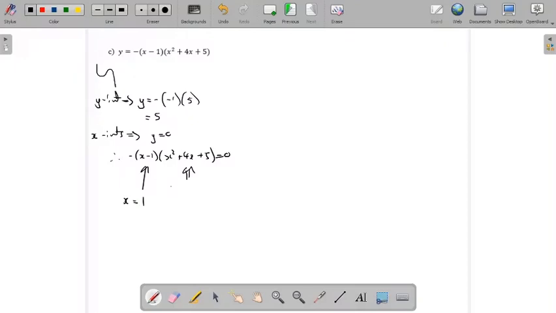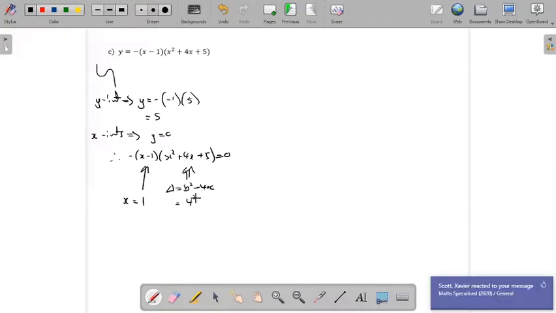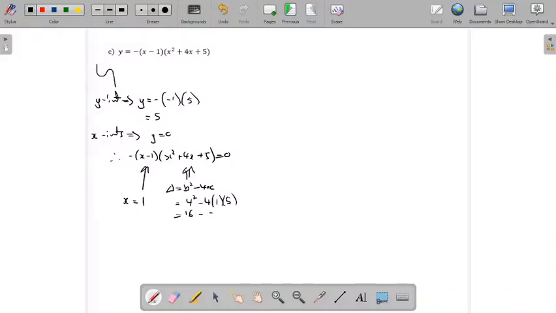But what we'll do is we check using the discriminant, b squared minus 4ac. b is 4, so we square that, minus 4 times 1 times 5, and we're left with 16 minus 20, which is negative 4. Now, because that's negative, there is no solution for this equaling 0. So that means there's no x-intercepts associated with that particular quadratic factor. So this here is a situation where there's only one x-intercept.